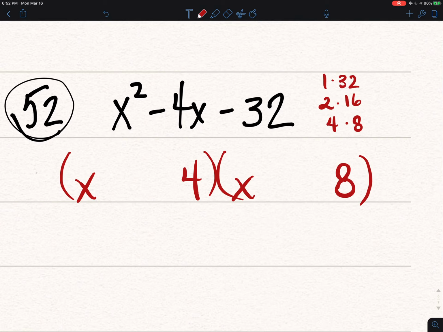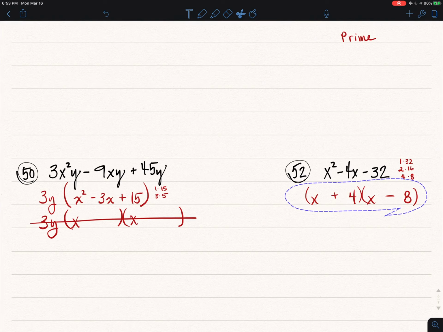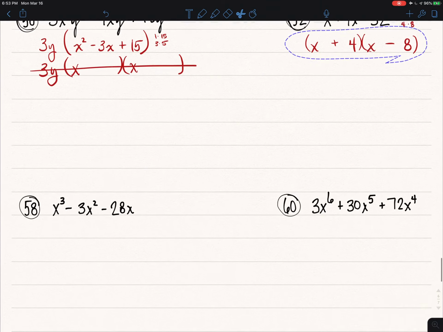Now, make sure that when we add or subtract to get our -4, that we do this properly. So if I have a positive on my 4 and a negative on my 8, then I would get a -4 when I add or subtract. Please take a minute to pause the video. Go ahead and FOIL these 2. And make sure that you actually get what we had in number 52 to begin with.